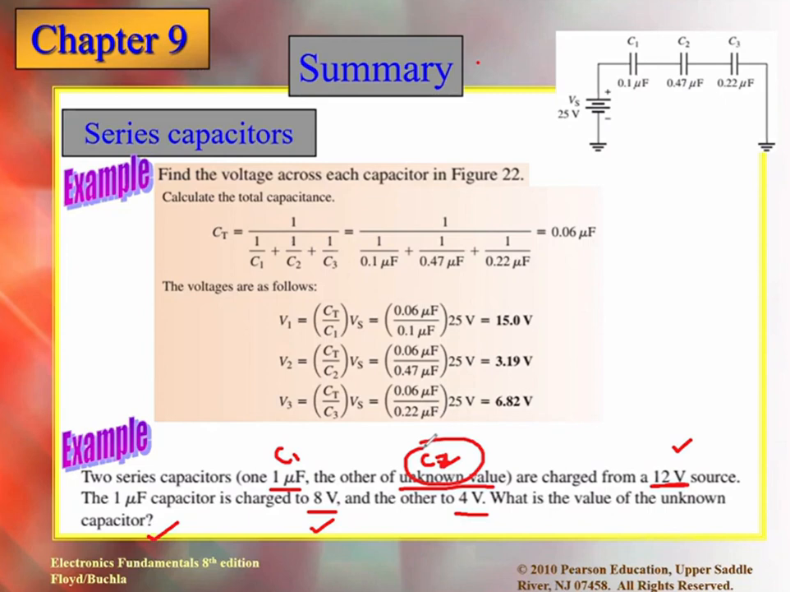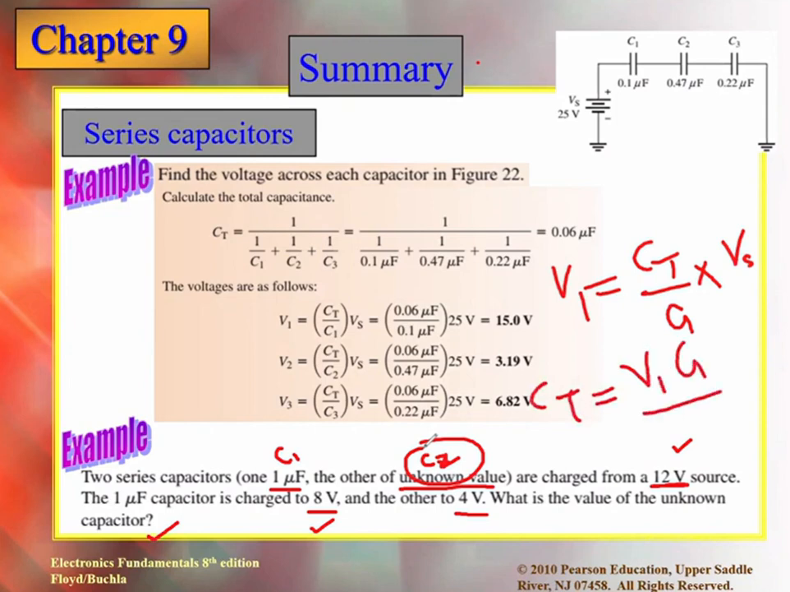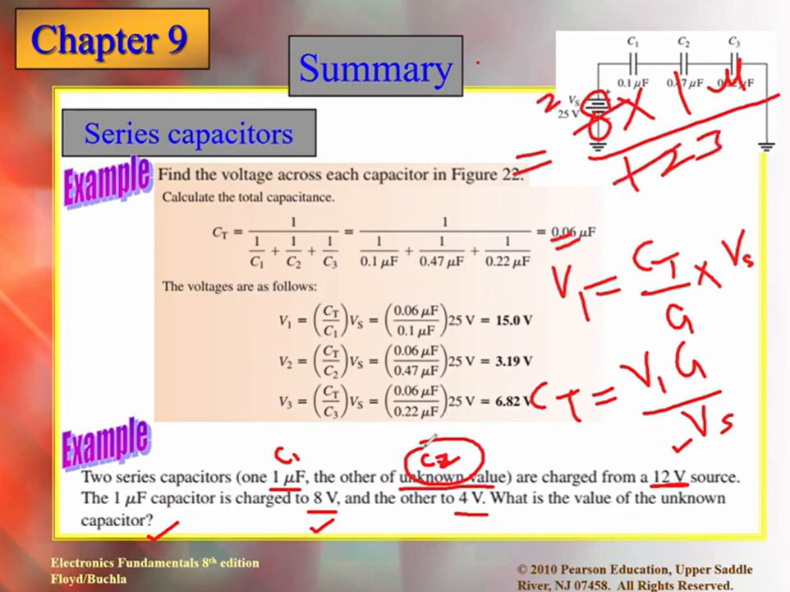We should find CT. How can you find CT? Using V1, because we already have everything else. The formula is V1 equals CT over C1 multiplied by Vs. So we can get CT this way: CT equals V1 C1 over Vs. V1 is 8, multiplied by C1, which is 1 microfarad, over Vs, which is 12. How much is it coming to? 8 over 12 is 2 over 3 microfarad.